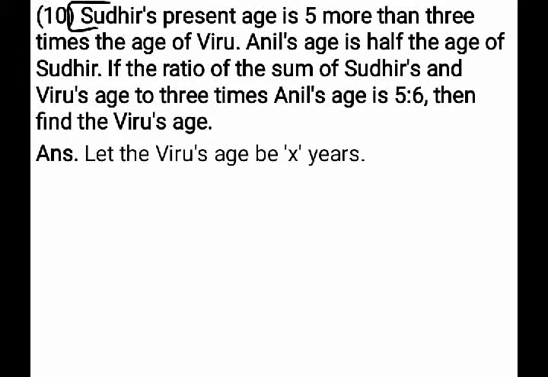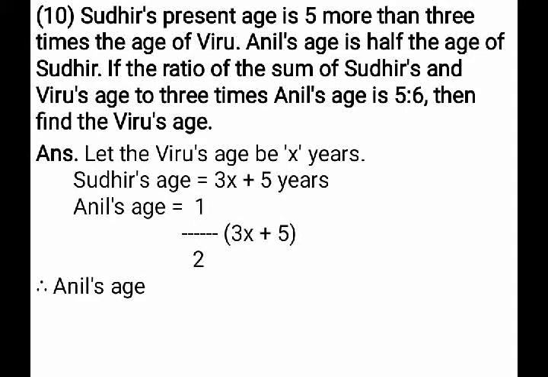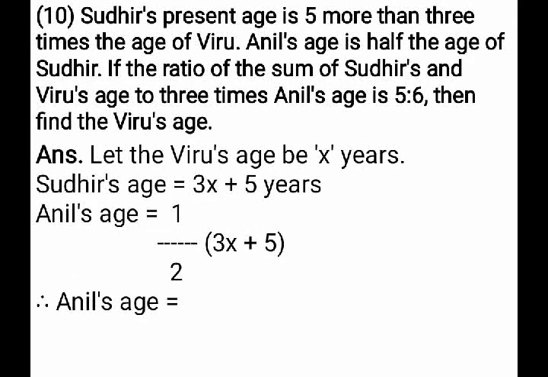Sudhir's present age is 5 more than 3 times the age of Viru, which means Sudhir's age will be 3x plus 5 years. Anil's age is half the age of Sudhir, which means Anil's age will be half into Sudhir's age, that is, 3x plus 5. On the numerator, you have to multiply by using the formula a into b plus c. Therefore, Anil's age is equal to 3x plus 5 ones are 3x plus 5.